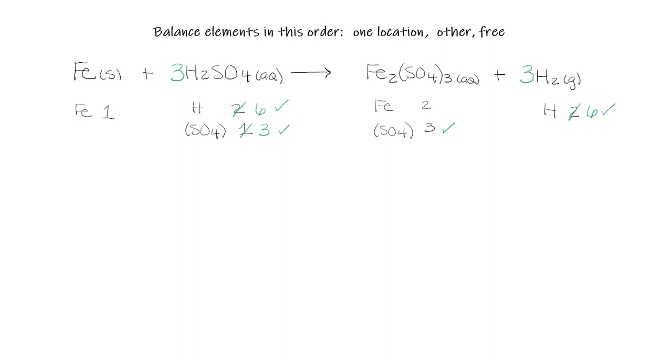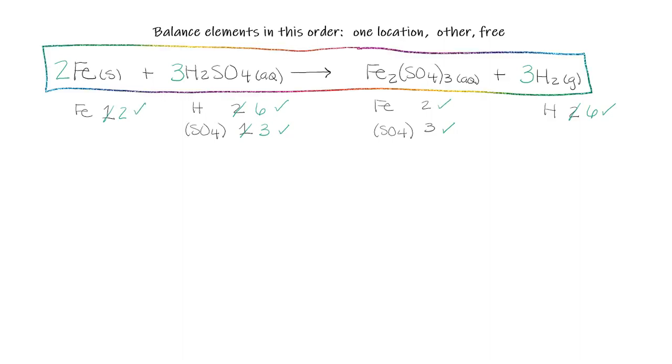Finally, we need to balance the iron. We have 2 on the product side, 1 on the reactant side. By placing a 2 on the reactant side, that changes that number to a 2, and our irons are balanced. Everything checks out with the work, and this is the final balanced equation.